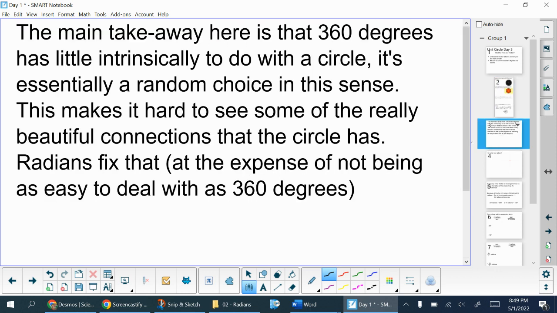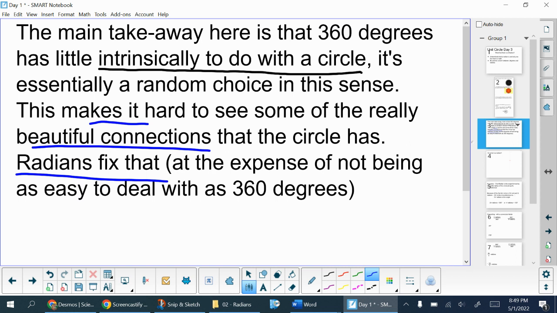So all of this is just to say that there are a lot of real good reasons that 360 degrees was chosen, but none of them have anything to do with the circle itself. In the sense of the circle, it is a pretty random choice for convenience more than anything. And this makes it a little bit hard to see some of the connections that have to do with the circle, because the numbers just don't mean a whole lot in relation to the circle. Radians do, and you're going to see that in just a second here.